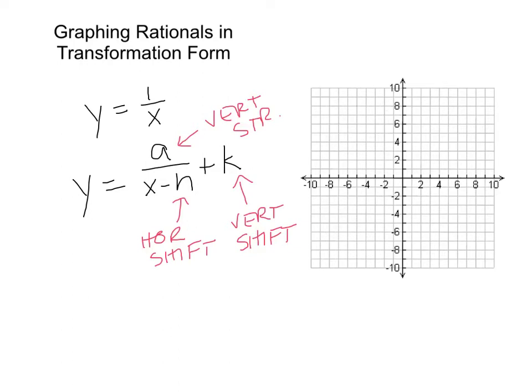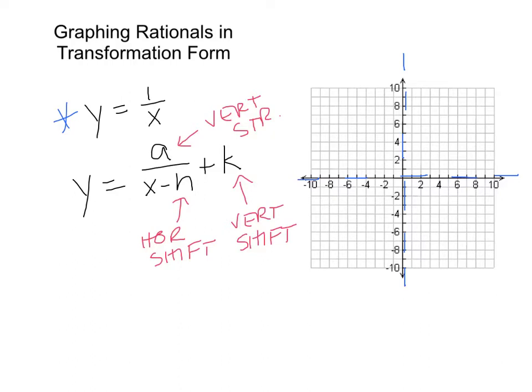Now we have to know a little bit more about the parent. So I'm going to graph the parent on the grid that I have here. The parent has not been shifted off the origin. A rational has a couple key features. It has a vertical asymptote. That means a place where the graph does not exist. It sort of veers off at these points. It also has an end behavior asymptote, and in transformation form we can talk about it as a horizontal asymptote. Again, the graph veers off here. It tells you what happens at the extreme values of the graph.